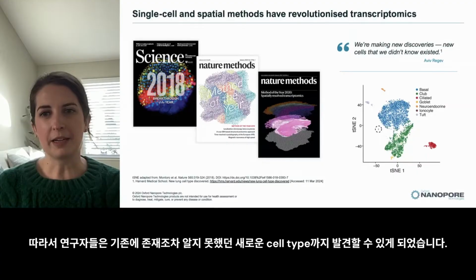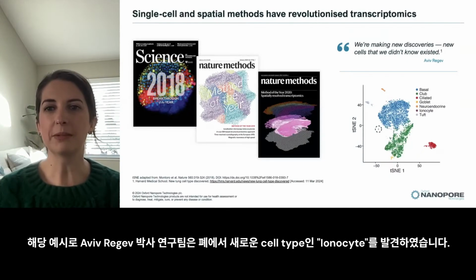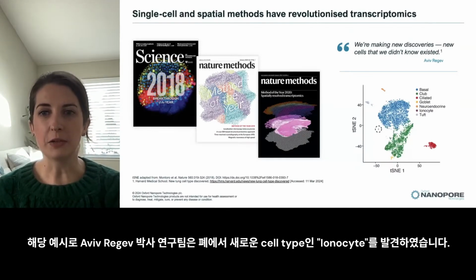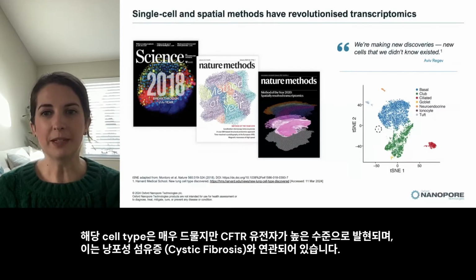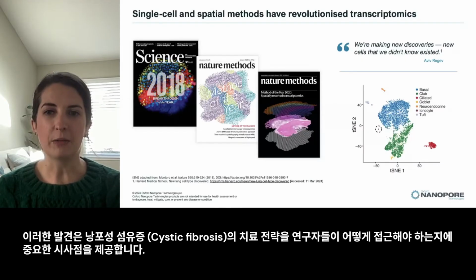Researchers are now able to make discoveries of new cell types they didn't even know existed. Dr. Aviv Regev and team were able to discover the ionocyte, a new cell type found in the lung. This cell type was implicated in cystic fibrosis as it actually expressed the CFTR gene at a very high level, even though it was very rare. This has implications for how researchers can think about treating this disease.